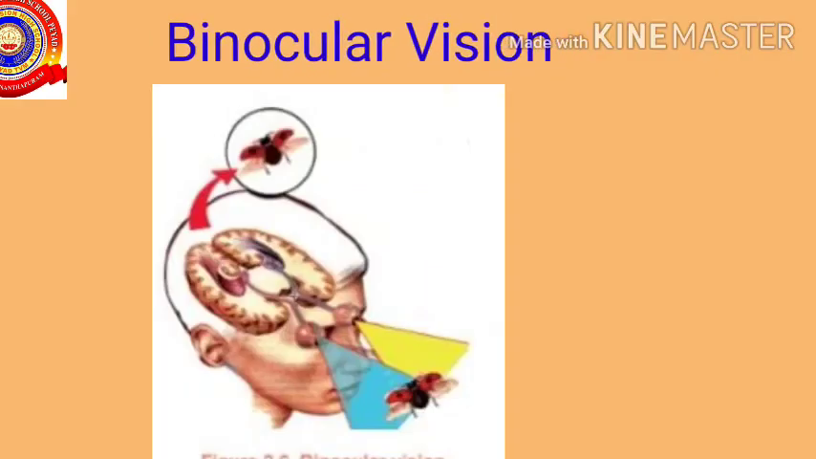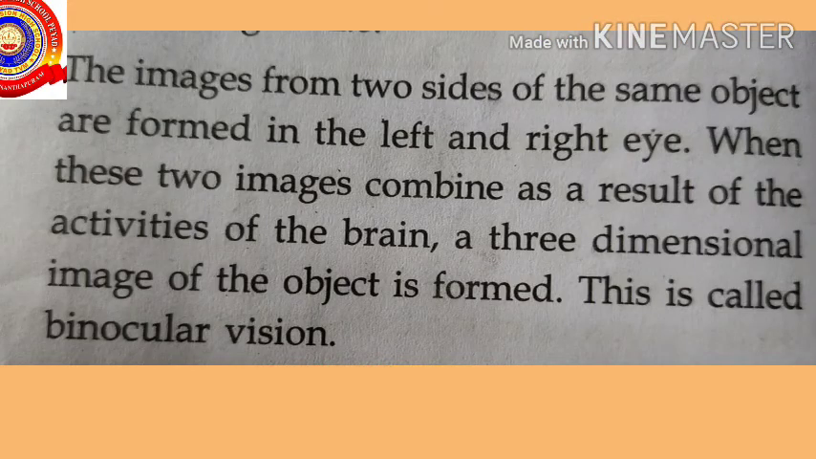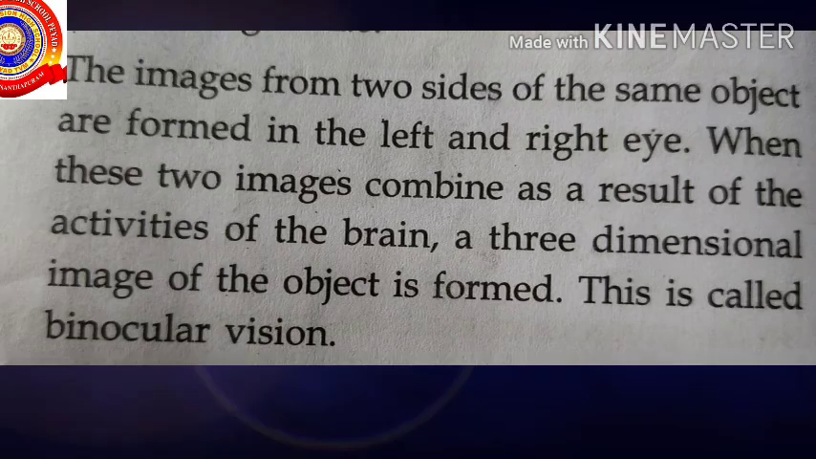Our next topic is binocular vision. Look at the picture carefully. The images from two sides of the same object are formed in the left and right eye. When these two images combine as a result of the activities of the brain, a three-dimensional image of the object is formed. This is called binocular vision.